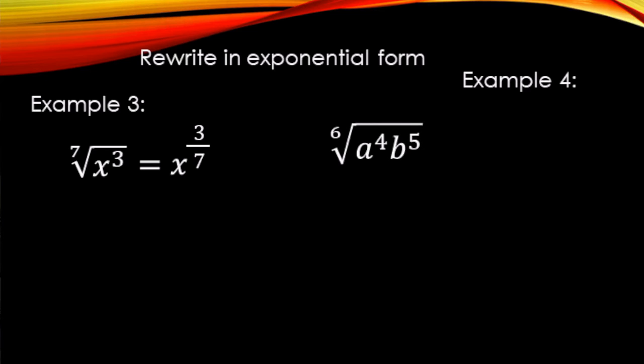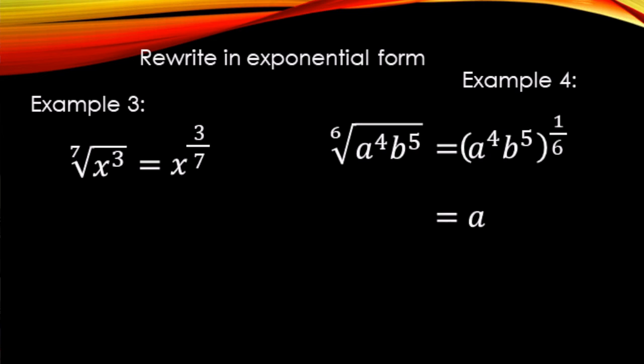For this example, we're going to rewrite in exponential form. This is the 6th root of a to the 4th, b to the 5th. So our base for the exponent would be a to the 4th, b to the 5th, the radicand there. And to what power is that going to be? Well, the index becomes the denominator of your exponent. So here we can continue to simplify. We're going to use the product to a power property of exponents. So this 1/6 is going to go both to the a to the 4th, and it's also going to go to the b to the 5th. It's kind of like the distributive property.